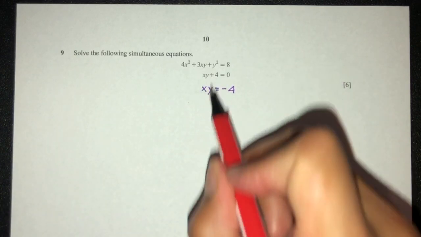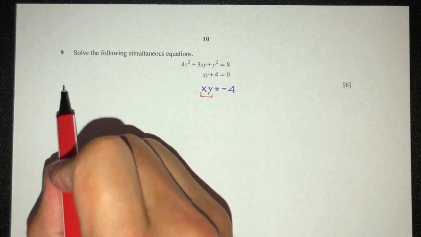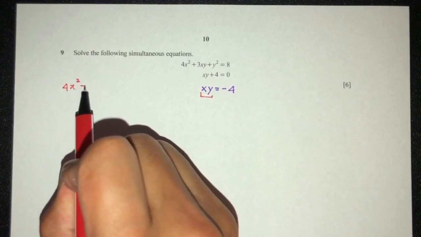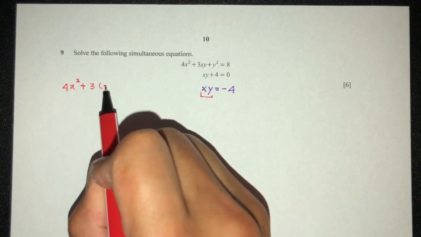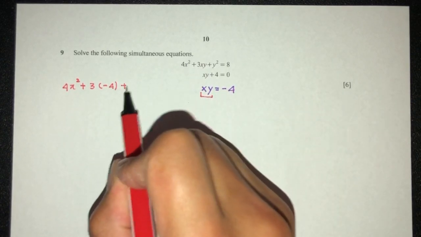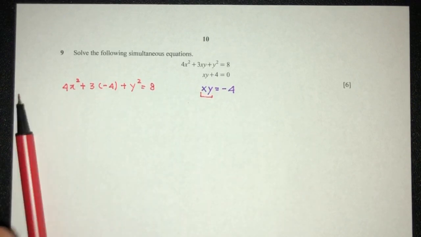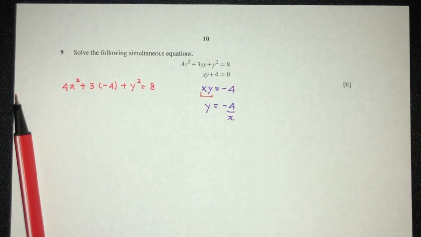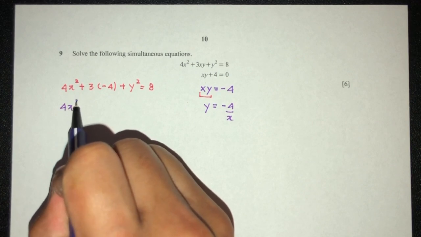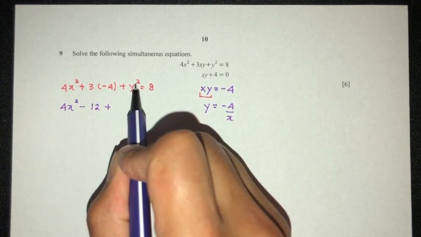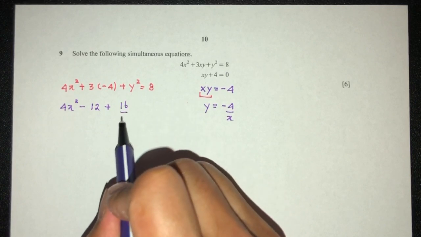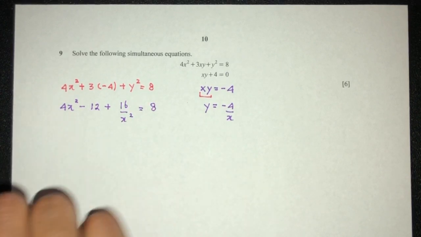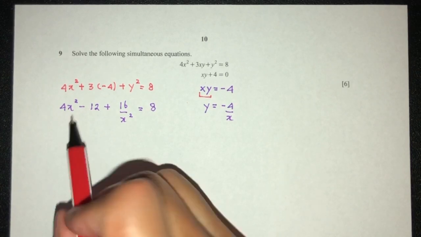Now because here we have xy, we can replace this one. Here you will have 4x squared plus 3 times xy, which is given by minus 4, right? And plus y squared is equal to 8. Now of course we have to keep going on. y will be this value over x. Again, you can always make x the subject or y the subject. It is up to you. It is your preference, right? That will be 4x squared minus 12 plus y squared. So y is this, y squared will be 16 over x squared, which has to be equal to 8. So now we have to simplify. Let's send this one over here.